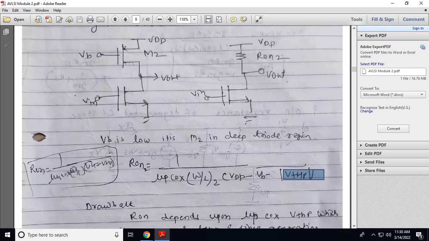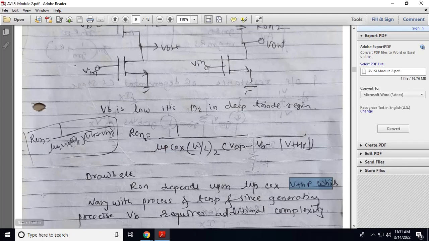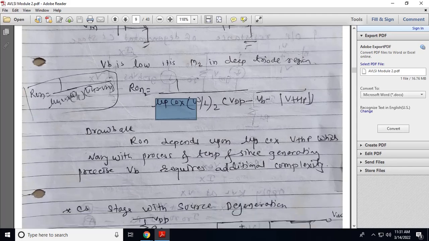Now see the drawback of this circuit. This R-on depends upon mu p Cox, and VTH will vary with the process and temperature. Accordingly, this output R-on will change. So the on resistance of the transistor depends upon mu p Cox and VTH, which will vary with the process and temperature. So this is the drawback.